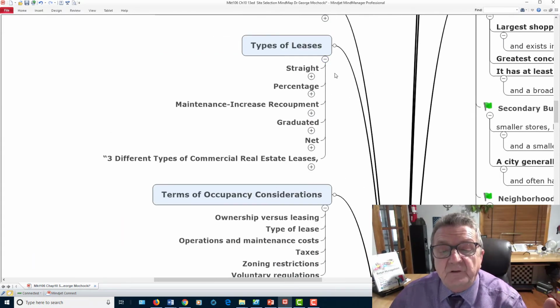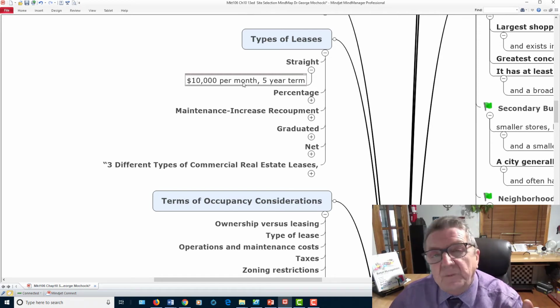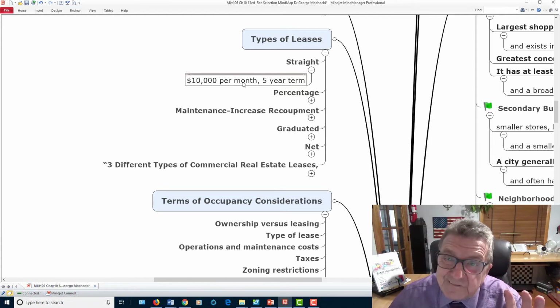Now, types of leases they talked about. A straight lease is easy. Here it is. You've got for 5 years, $10,000 a month. That's really inexpensive. Depends where you're at. But you could get it for 1,000. If you're looking at how much for rent, figure what rent is going for, and figure 3, 4 times more.